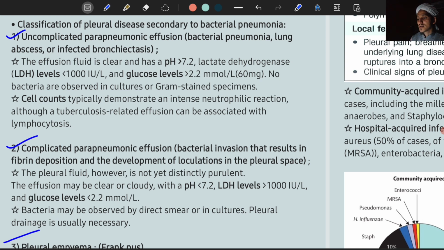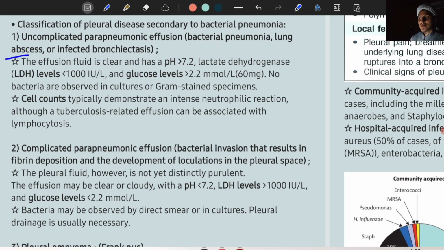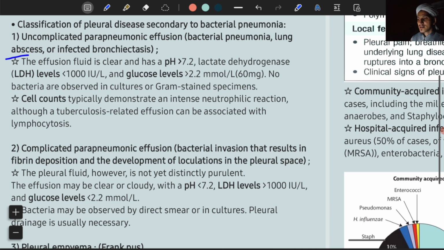Uncomplicated parapneumonic effusion causes can be bacterial pneumonia, lung abscess, or infected bronchiectasis. So remember, to differentiate from complicated parapneumonic effusion or empyema, you need to remember the pH, LDH levels, and glucose levels. These three help us to differentiate between these three classes. So the effusion fluid is clear, has a pH more than 7.2, LDH levels less than 1000, glucose levels more than 60. No bacteria will be there in the stained specimens or in culture.